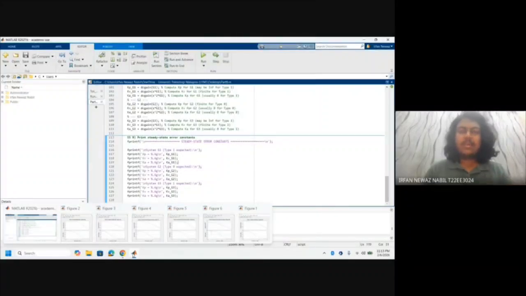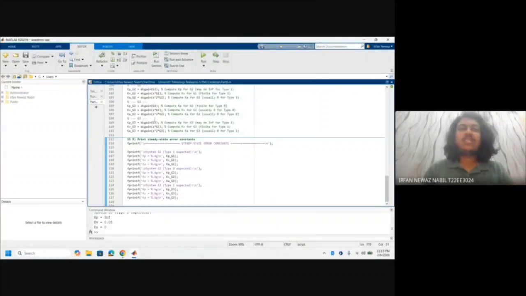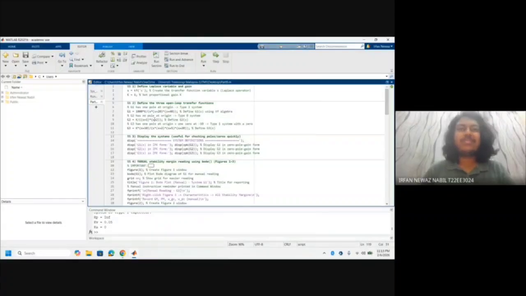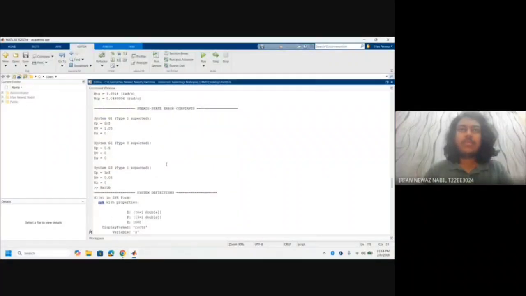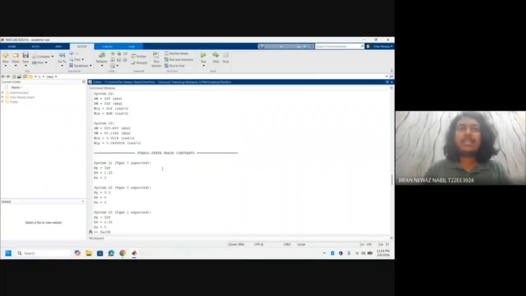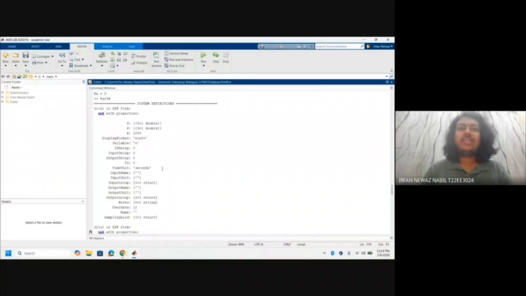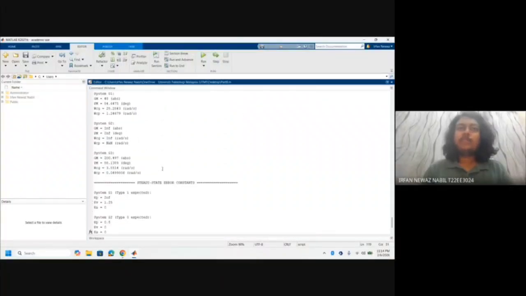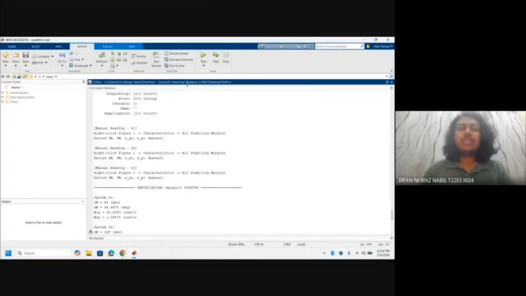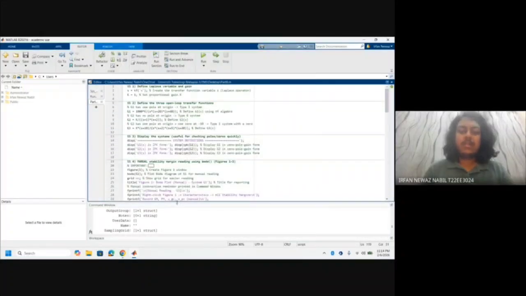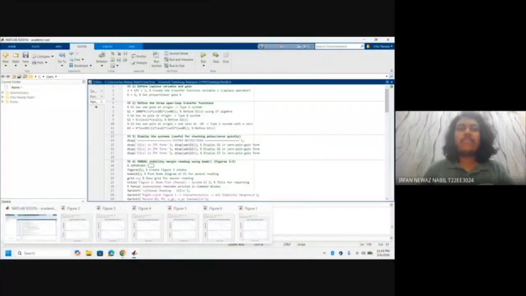So let's see the code first. Here is the overall code for all three systems G1 to G3, and here are the system specifications in the comment window, where we can see the manual calculations, the verified calculations, and the steady state error constants parameters. So let's start by explaining the graphs for system G1 through figure 1 and figure 2.